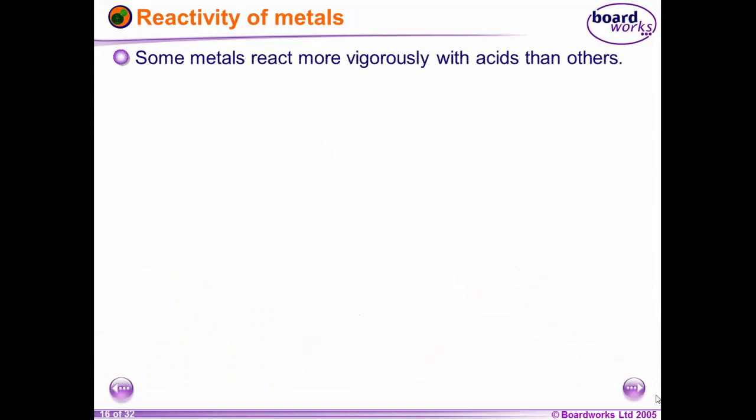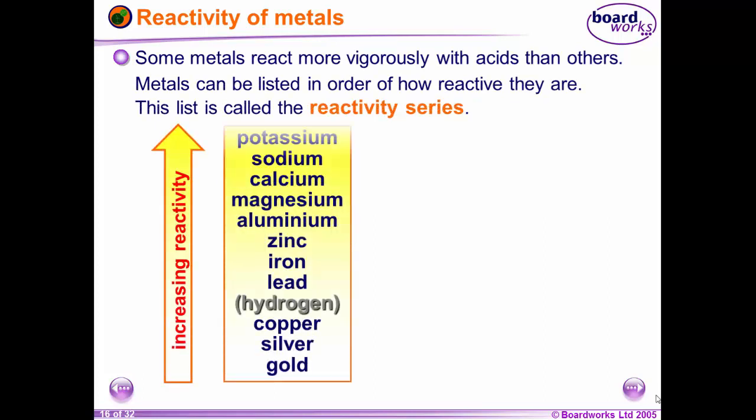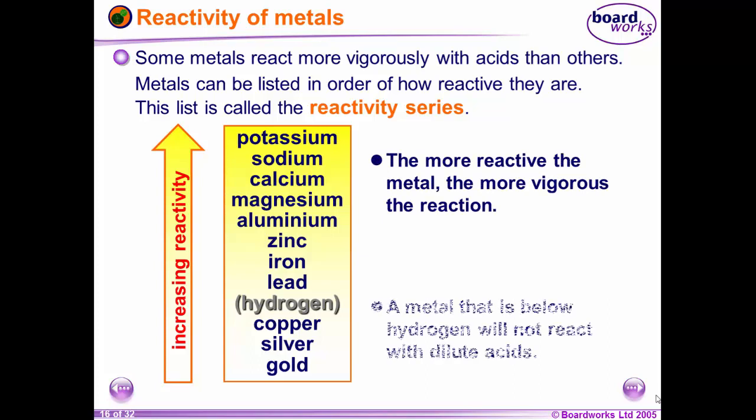Some metals react more vigorously with acids than others. And we can put the metals in an order of reactivity. This is called the Reactivity Series. The metals that are at the top are the most reactive. The metals at the bottom are the least reactive. The more reactive the metal, the more vigorous the reaction. A metal that is below hydrogen will not react with dilute acids.